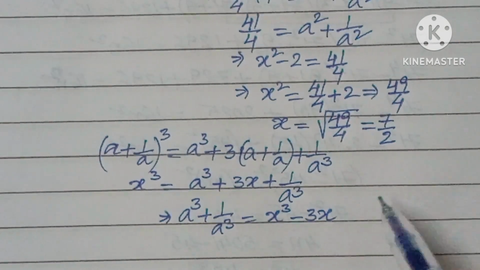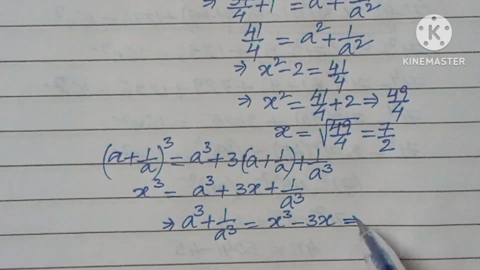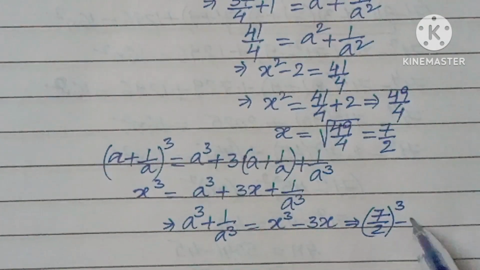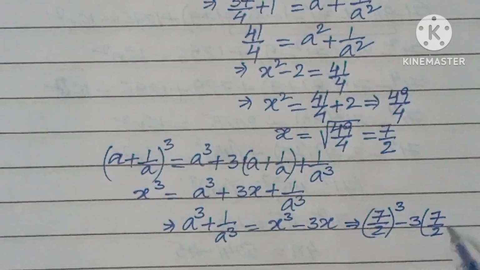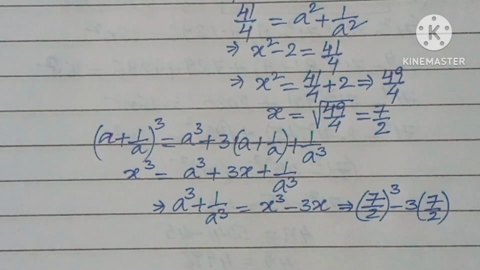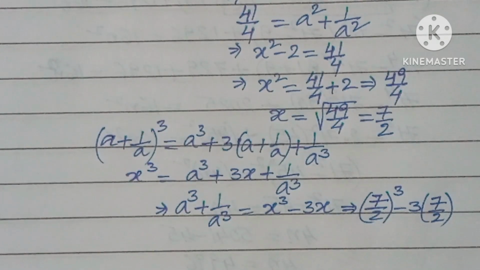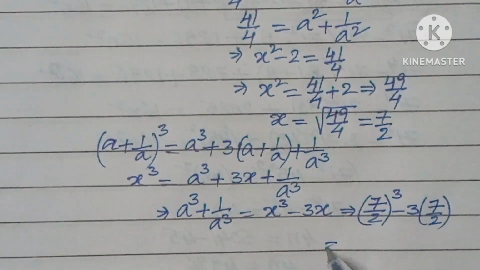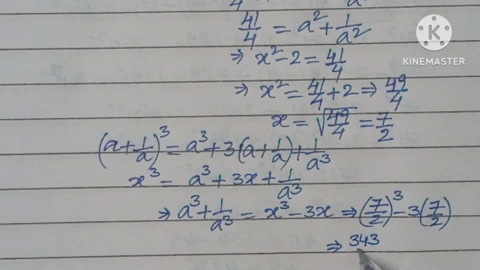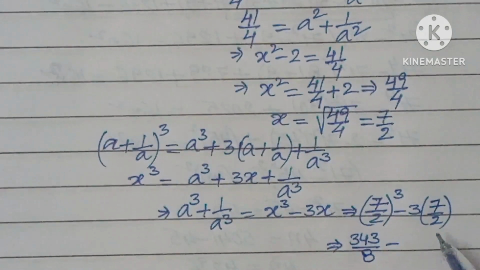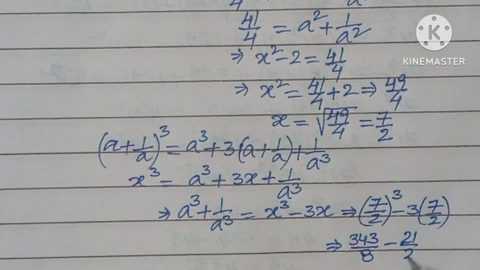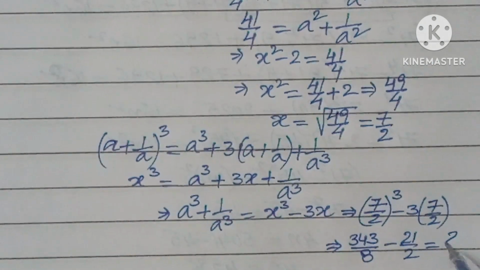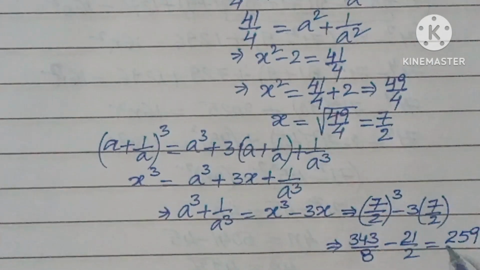So here, what is the value of x? Already we know, 7 by 2 whole cube minus 3 into 7 by 2. So here the value we will get: 7 cube means 343 by 8 minus 21 by 2. So here you will get the value 259 by 8.